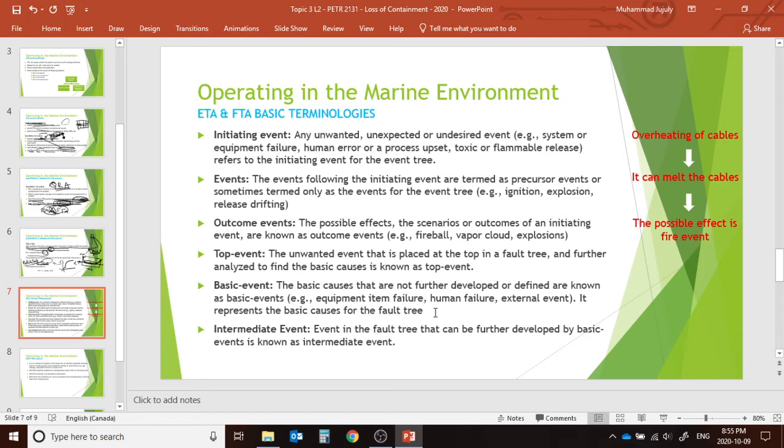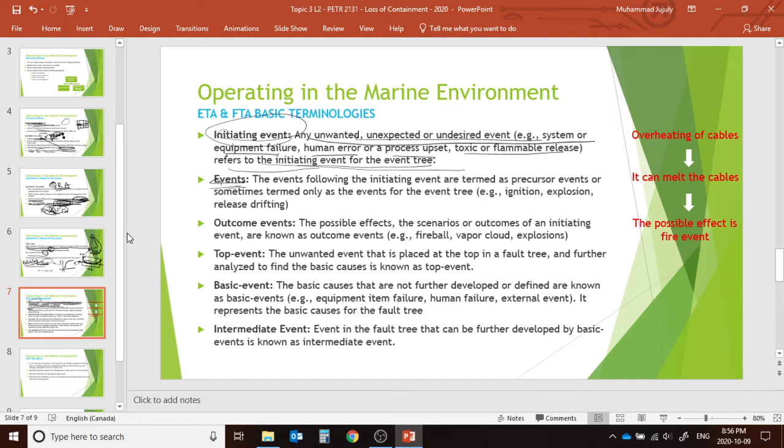The first is the initiating event. An initiating event is an unwanted, unexpected, or undesired event. For instance, you remember in the first lecture we learned about an undesirable event, like putting diesel in the gasoline. That was an unwanted, unexpected, or undesirable event. For instance, system or equipment failure, human error, process upset, toxic or flammable release. Any of these types of events could be initiating. An undesirable event is known as an initiating event.